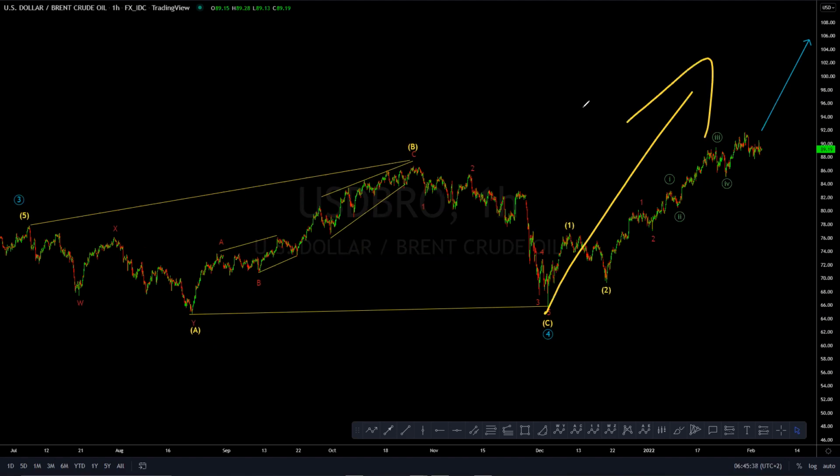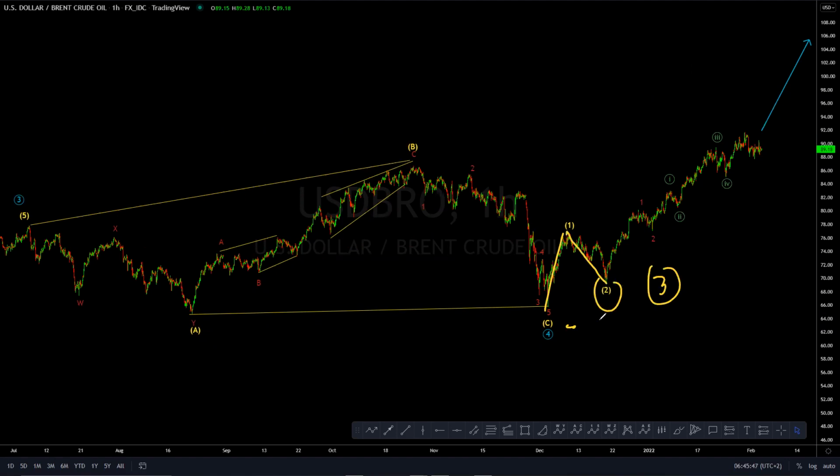We are looking for more upside, which means that this is 1 of 5, 2 of 5, right? We are now within 3 of 5 in blue. So it's 3 in yellow or 5 in blue. And within 3 in yellow, 5 in blue, we have a 1 in red, a 2 in red, a 1, 2, 3, 4 in green. Within 3 in red, we're looking for the 5th wave.